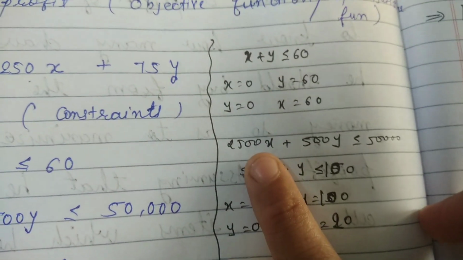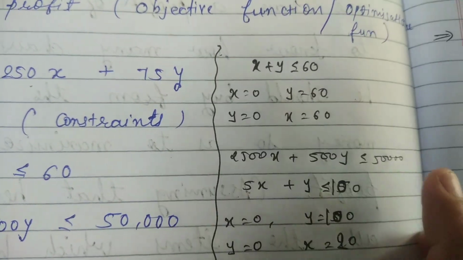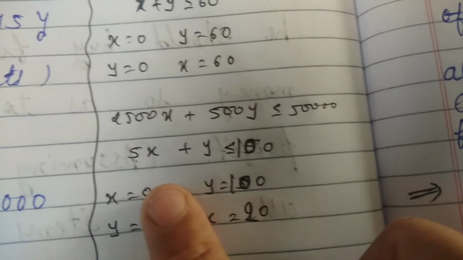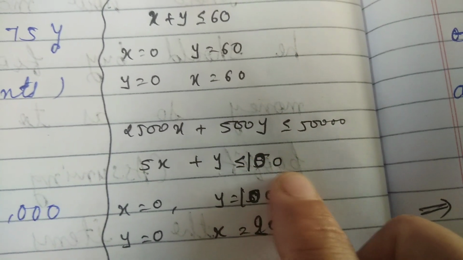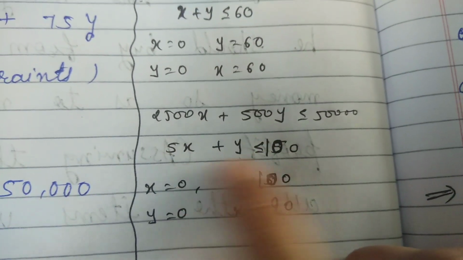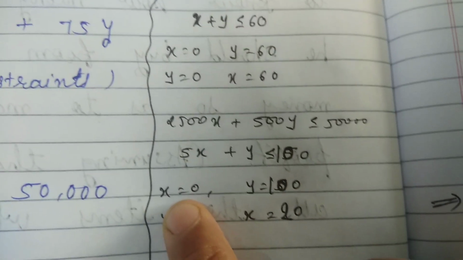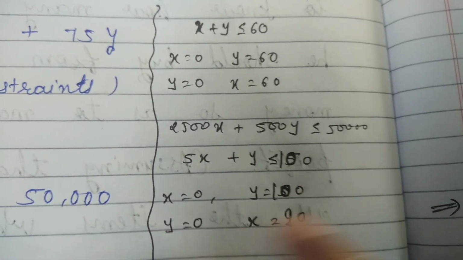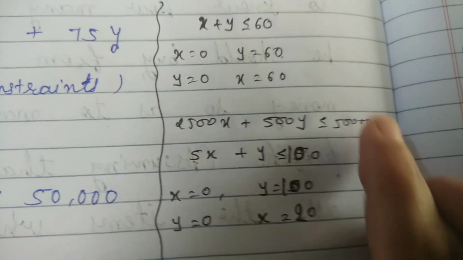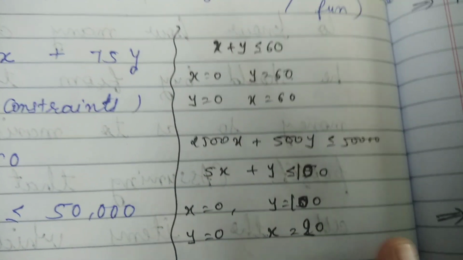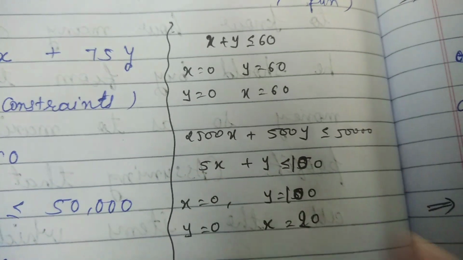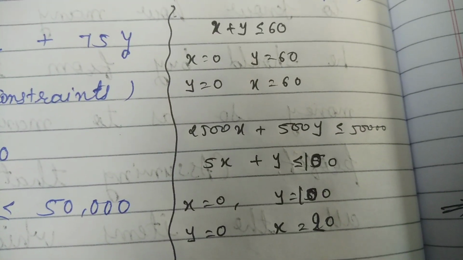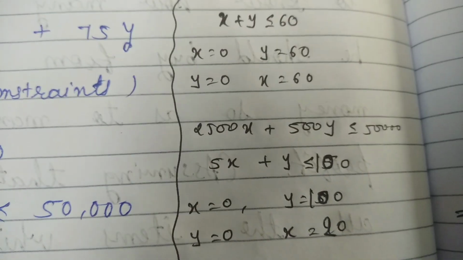Here, 2500x plus 500y is less than or equal to 50,000. So we can divide it by 500. So 5x plus y less than or equal to 100. This is the simplification. So if x equals 0, then y equals 100. If y equals 0, then x equals 20. So this is the solution for these two inequalities. And x and y greater than or equal to 0 means it will be in the first quadrant. So let us see this.